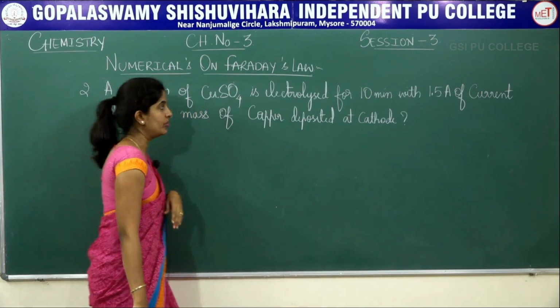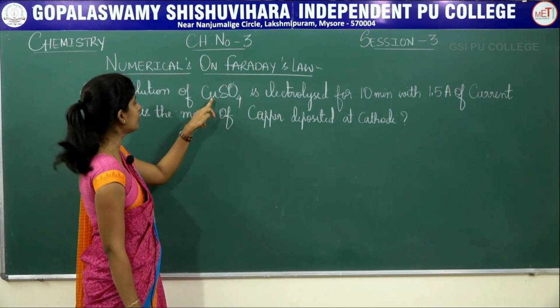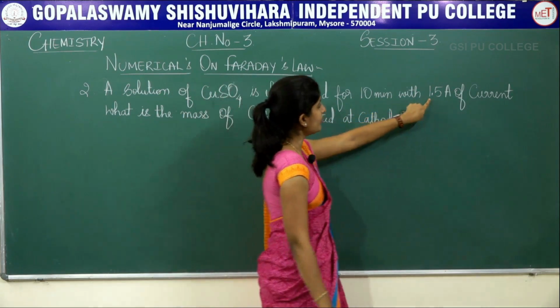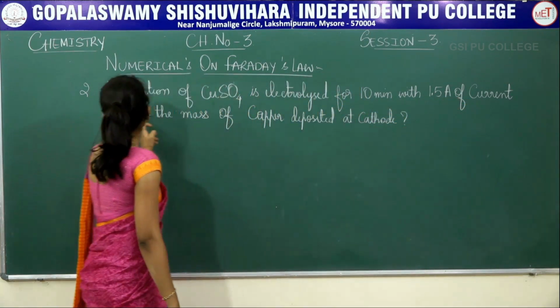Next, let us see the second problem. An aqueous solution of copper sulfate is electrolyzed for 10 minutes with 1.5 amperes of current. It is the amount of current passed.